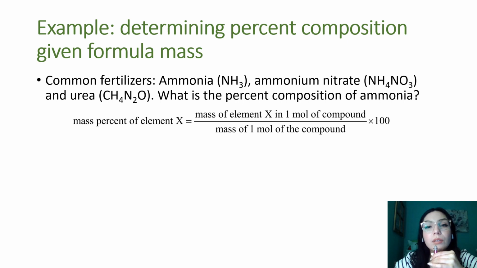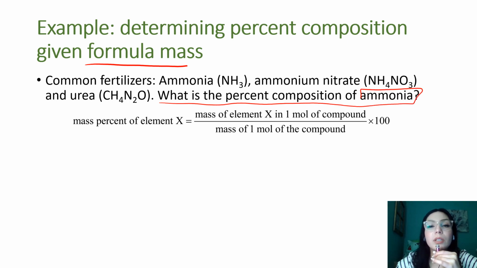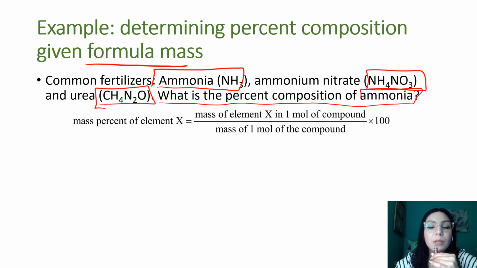You can also determine the percent composition given a formula mass. So we're going to go ahead and do that. Here are some common fertilizers, and then the question is asking what is the percent composition of ammonia? So we're going to look at ammonia specifically. For homework, you can do these or just test out what you just learned by doing these other two. But let's go ahead and look at ammonia.